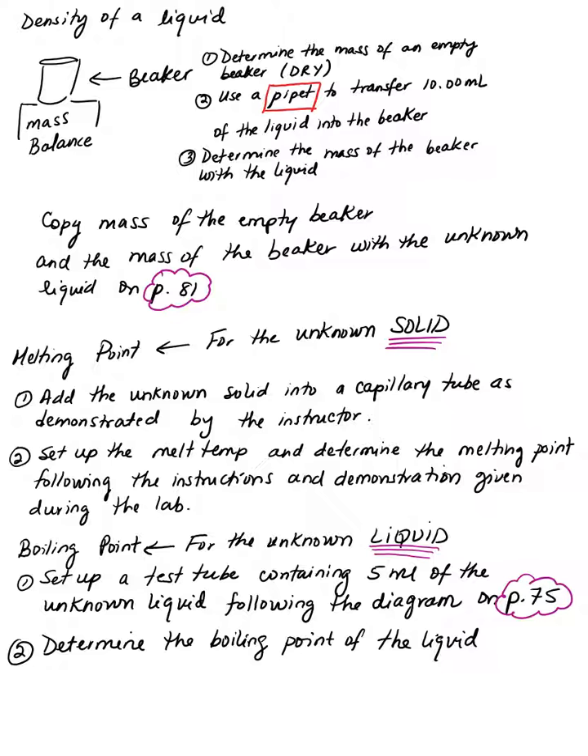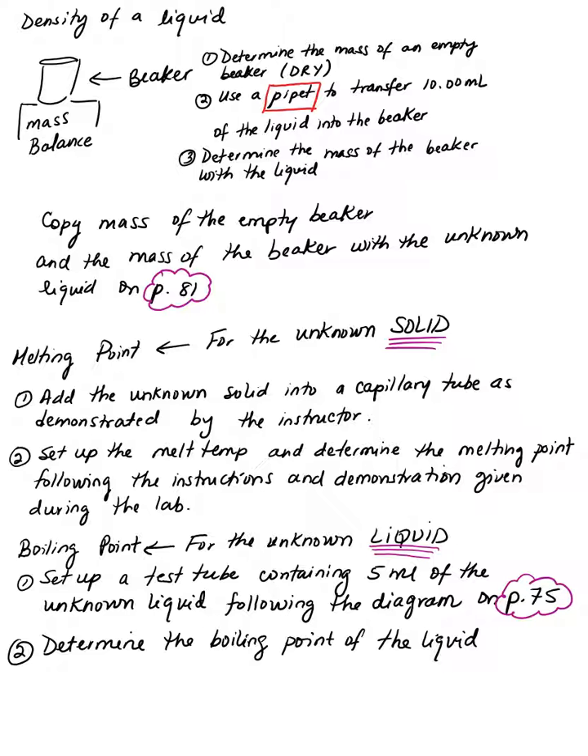Next part, you're determining, oh, this is still the same part. We're looking at the density, but this is the density for the liquid. So for this one, you're going to have a clean beaker, clean and dry. You're going to determine the mass of your beaker, empty. So place your beaker in the mass balance. Make sure that you copy all of the numbers in the mass balance in your lab book.